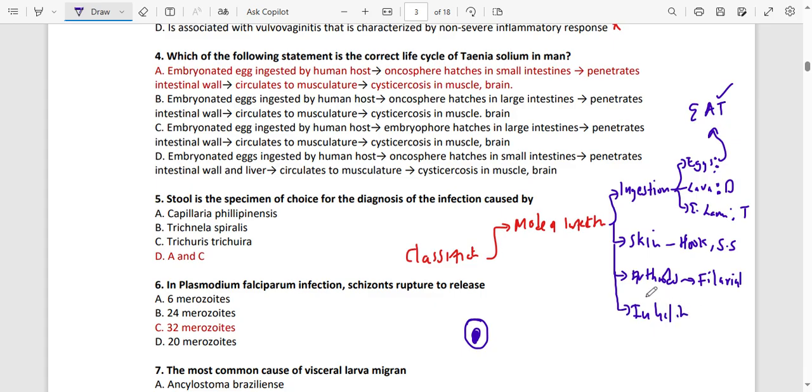And for those that you inhale, you can see the same ones that you ingest. So you have got the Ascaris and the Enterobius. Except Trichuris, you will not be able to inhale it. So this is on the mode of infection.